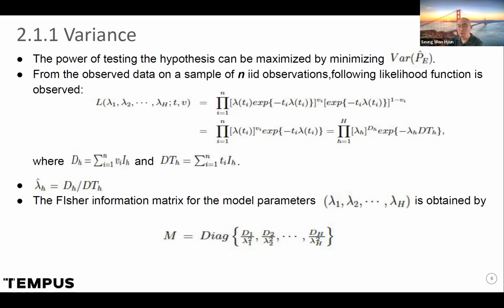Then from this likelihood function, we can get the Fisher information matrix for the model parameter. This piecewise exponential model has model parameters, the hazard functions, and it depends on how many intervals we have. If we say capital H distinct time intervals, then we have H different hazard functions as model parameters. The Fisher information matrix can be obtained by taking the negative expected value of the second derivative of the log likelihood function with respect to the model parameter. The information matrix is given at the bottom of the slide. Next slide, please.